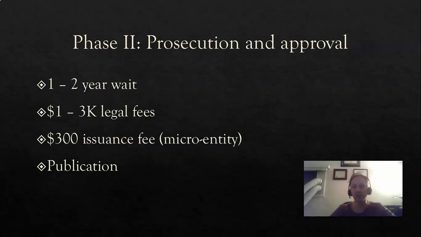Most of my clients qualify as what's called a micro entity. If you're an individual inventor or a very small corporation, then you're probably going to be a micro entity. The income cutoff is pretty generous. It's over $200,000 a year. So if you qualify as a micro entity, your issuance fee will only be $300. So once we've successfully prosecuted it and you pay your $300 issuance fee, congratulations, you are going to get a patent number with a registration date.